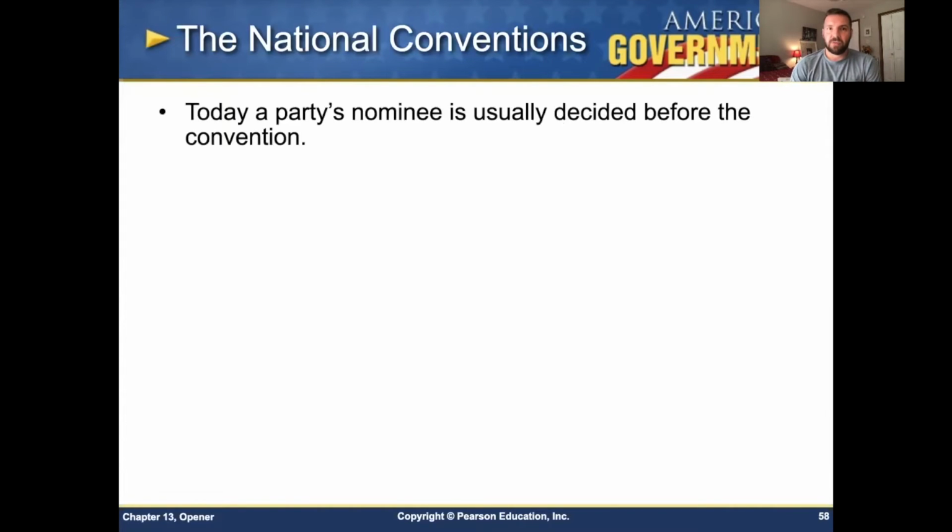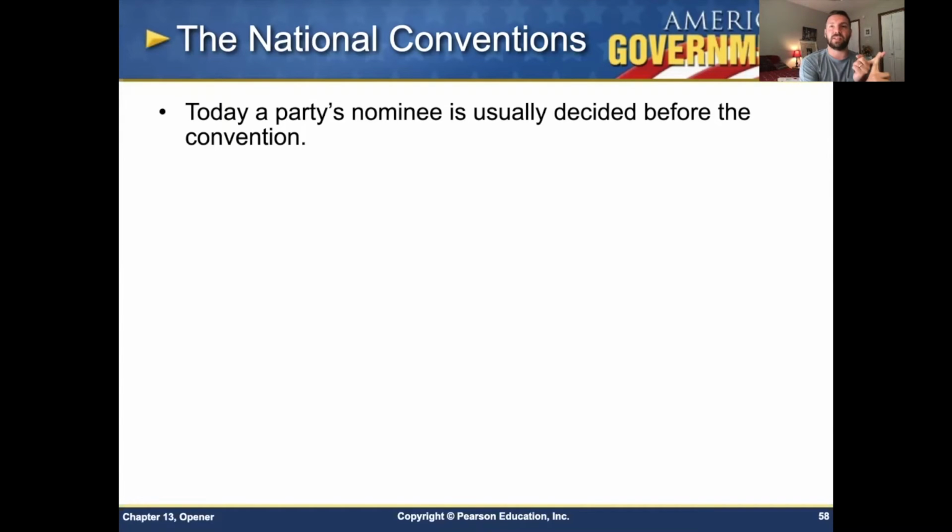At the national convention, like I've already kind of alluded to, the party nominee is usually known well before the national convention. Today, 2020, we're in May right now. The national conventions are going to be in like August for both parties, and they're still going to have them. They're currently debating whether or not to have virtual conventions due to the COVID pandemic. But I mean, we already know who it's going to be.